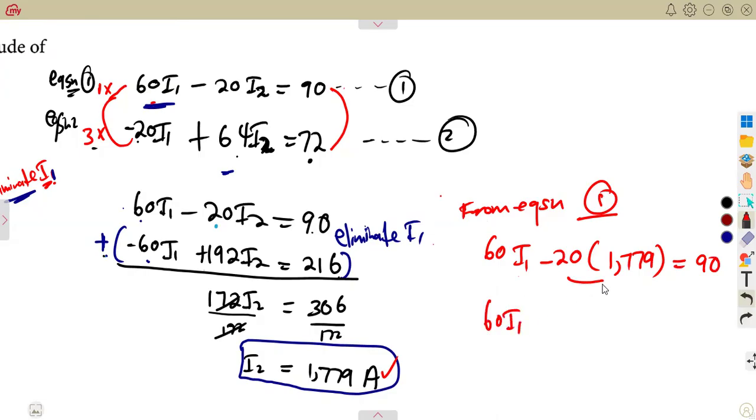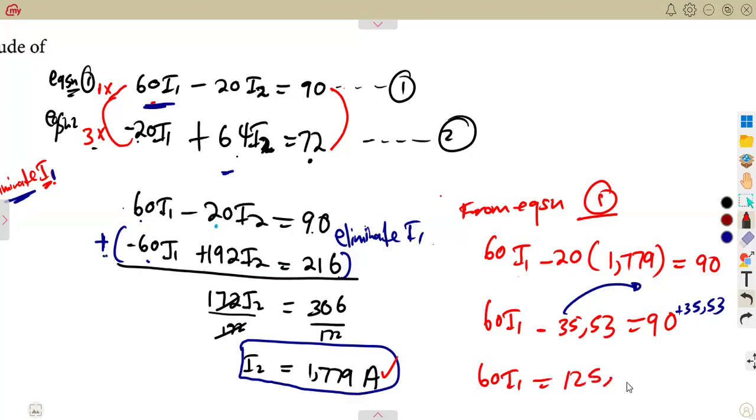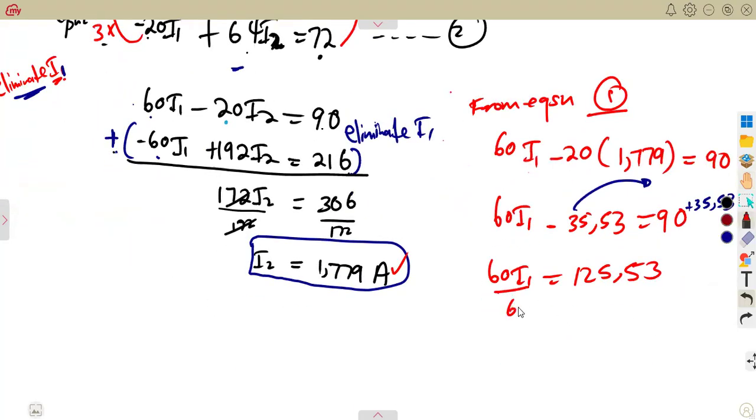60 I1, we multiply these two, you're going to obtain minus 35.53 is equal to positive 90. Take this to the other side. It's a negative, so it is going to be a positive this side, 35.53. That's going to give us 125.53. Okay, so since we want the value of I1, just divide by 60 both sides. That will give us the value of I1, which was going to be 2.093 amps.